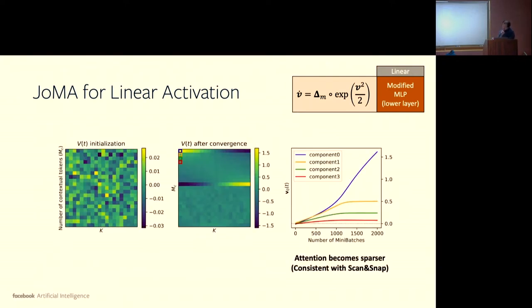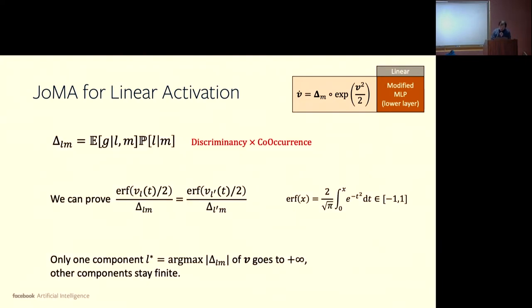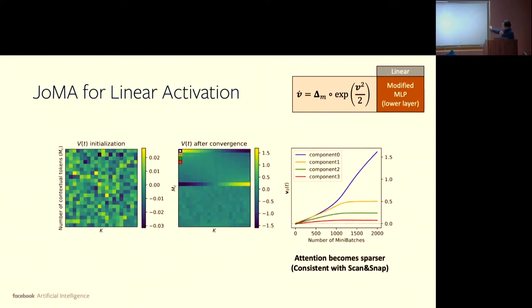The prediction basically says that attention will become sparser. It's consistent with ScanAN, and the component that has the highest token discrepancy times co-occurrence. This is a term. If the term is highest in terms of magnitude, then you're going to see the curve go the fastest compared to other curves, which will saturate. So it's actually consistent with ScanAN.